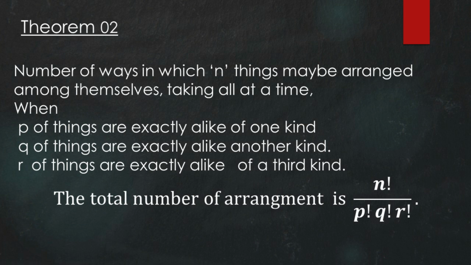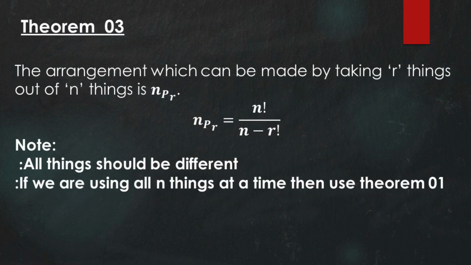This is about the equal things theorem. So today we have the third theorem, which is the last theorem we have under permutation. The arrangement which can be made by taking r things out of n things is nPr. So nPr equals factorial n over factorial of (n minus r), right? Not for the r, n minus r.